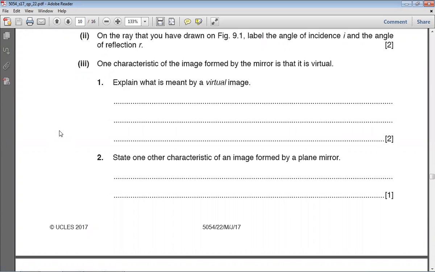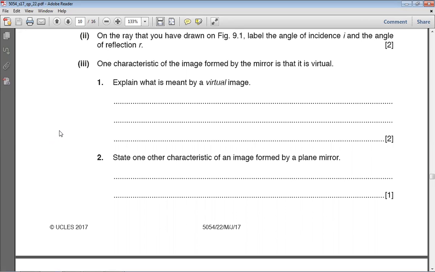The image is not formed by the actual intersection of the light rays. When you look into the mirror, the light rays appear to be coming from the image, but in reality they are not coming from the image. So that image is known as the virtual image. So virtual image is an image which cannot be captured on a screen.